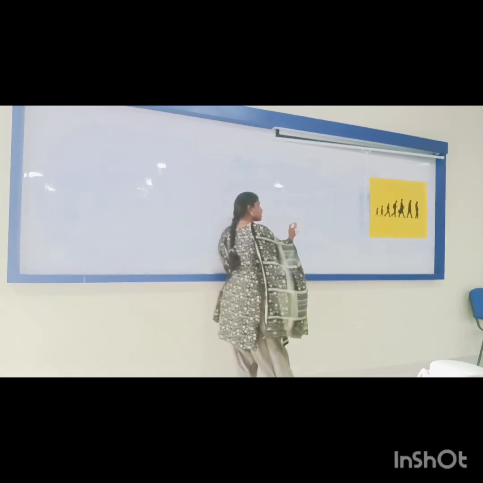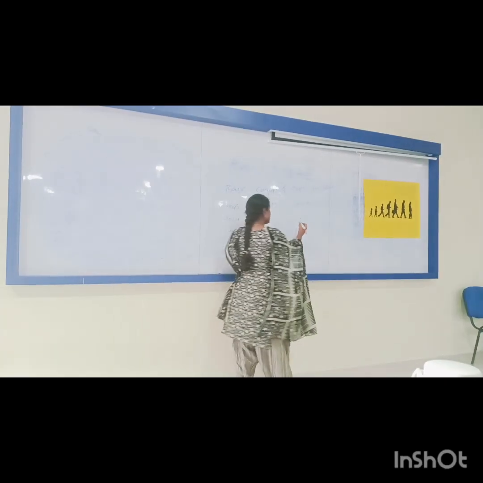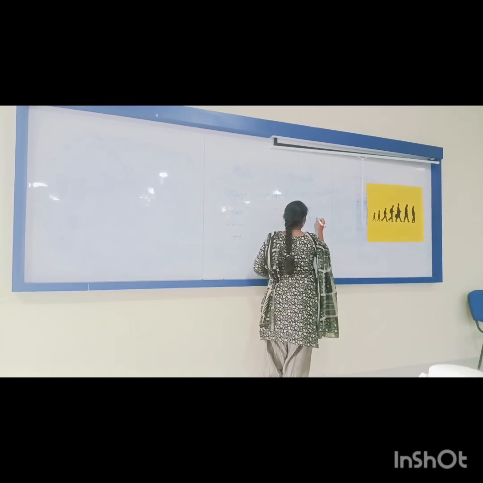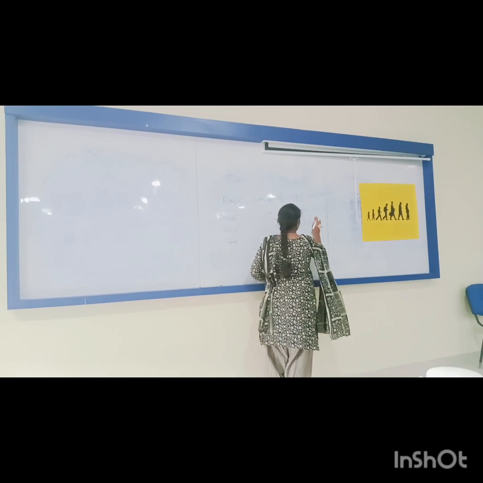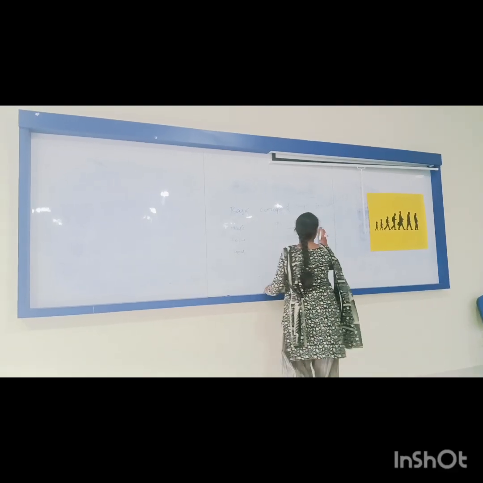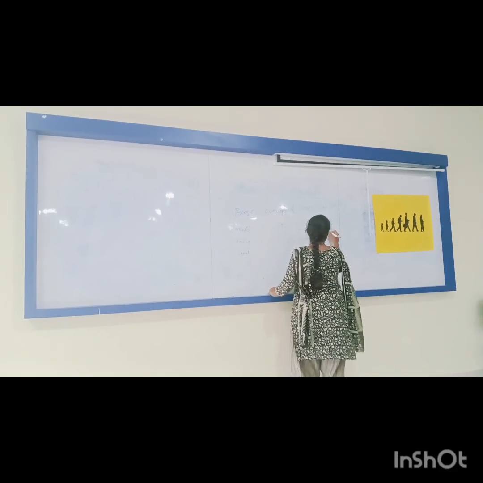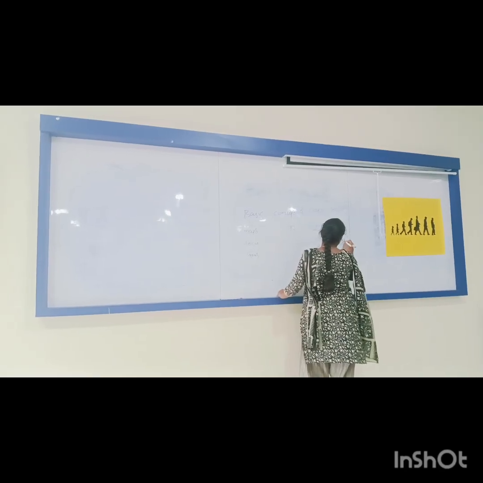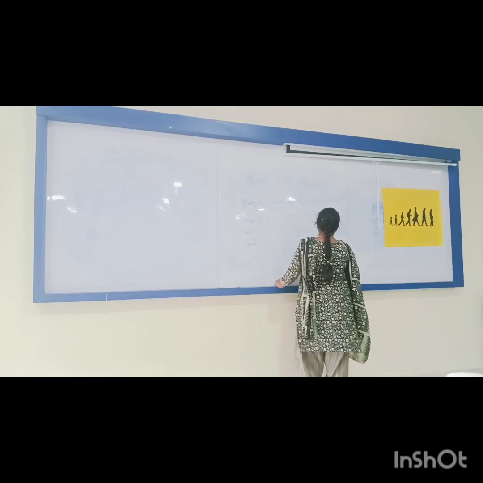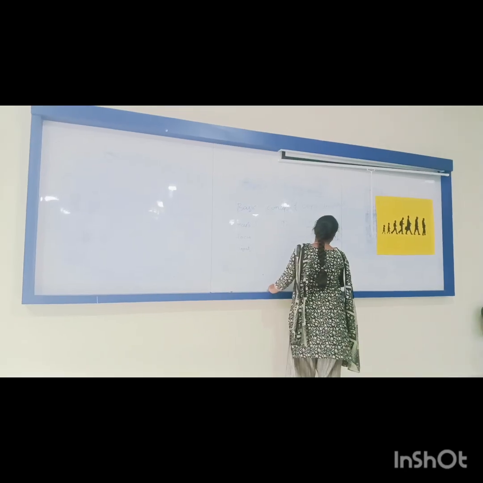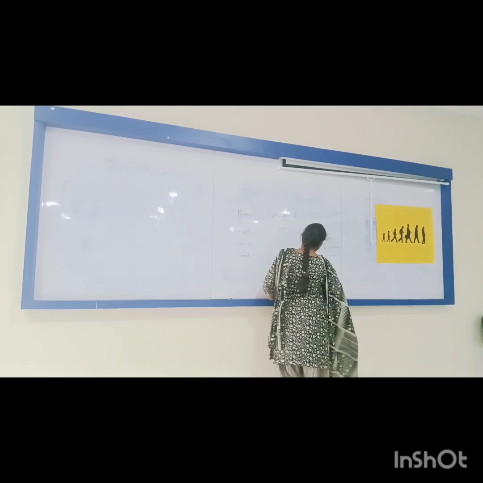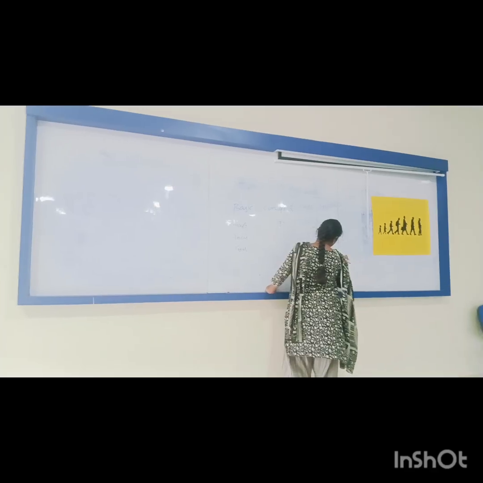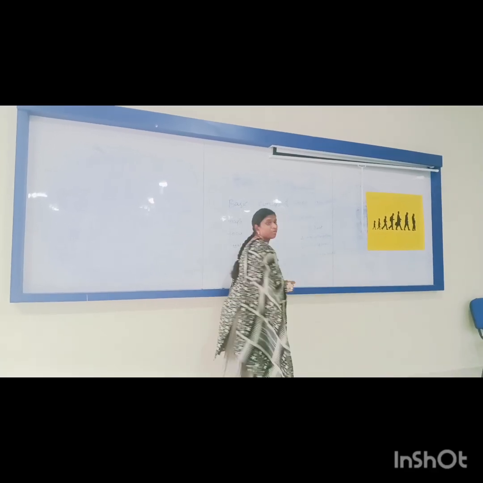And next, what is the full form of Java? J for Just, A means Another, V means Virtual, and A means Architecture. This is the full form of Java.